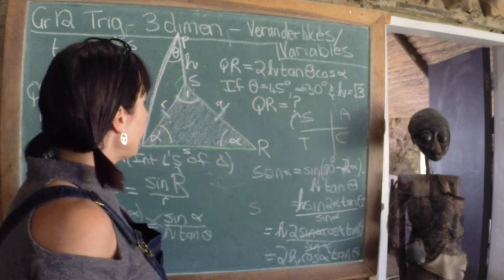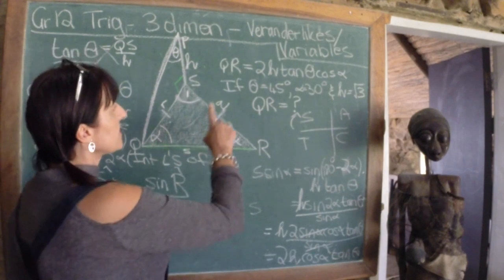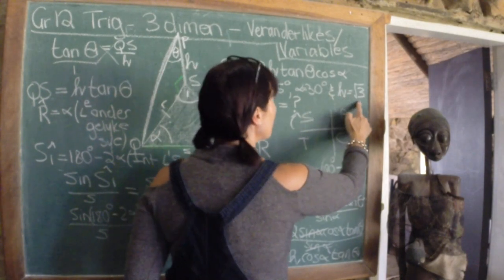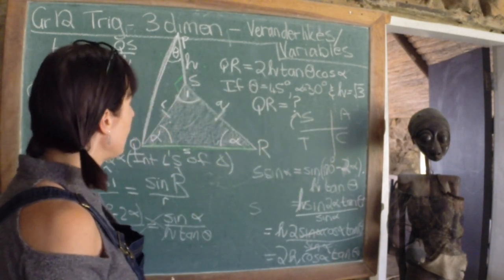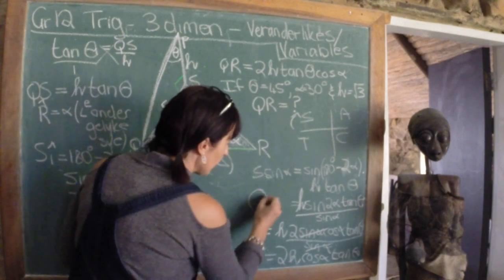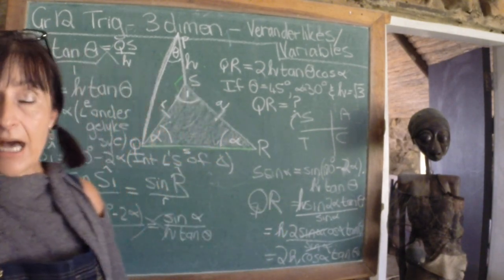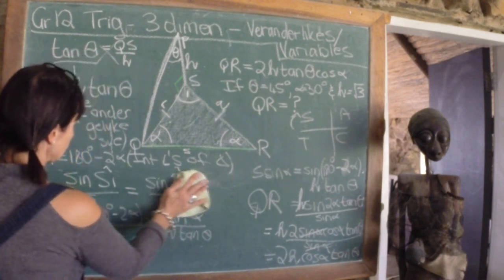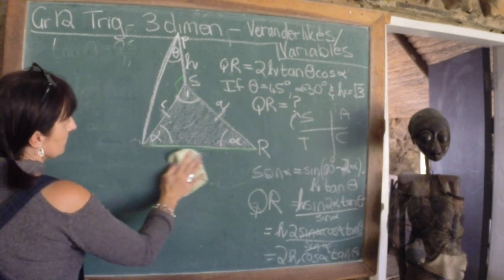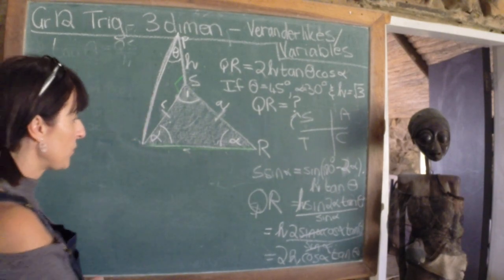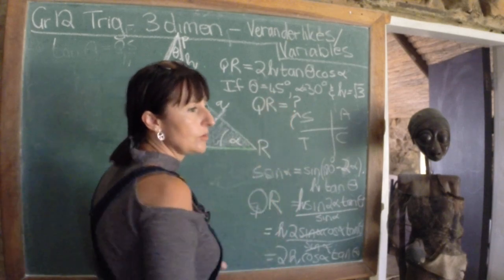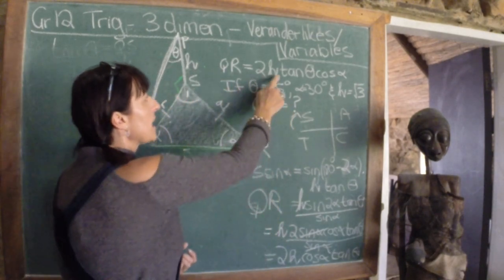Ek het dit bewys. Volgende vraag wat hulle vra is, as theta gelyk is aan 45, alpha gelyk is aan 30 en h gelyk is aan wortel 3, determine QR. Very, very easy. Remember, s is QR. So hierdie moet wees QR. So all that I need to do now is to do substitution. So I'm going to put those values into that proven thing. Jy het nie nodig om hierdie bewys reg te gehad het om die tweede deel te doen nie. So almal kan die tweede deel reg kry want jy het mos die antwoord.